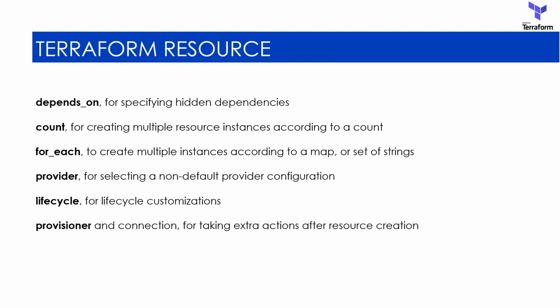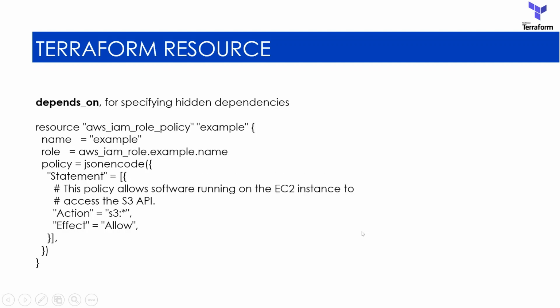Let's say we want to create resource A and resource B. We'll talk in more detail. Then we have count, for creating multiple resource instances according to the count. So for_each creates multiple instances according to a map or set of strings. Provider is for selecting a non-default provider configuration, lifecycle is for lifecycle customizations, and provisioners and connections are for taking extra actions after resource creation. So let's talk one by one.